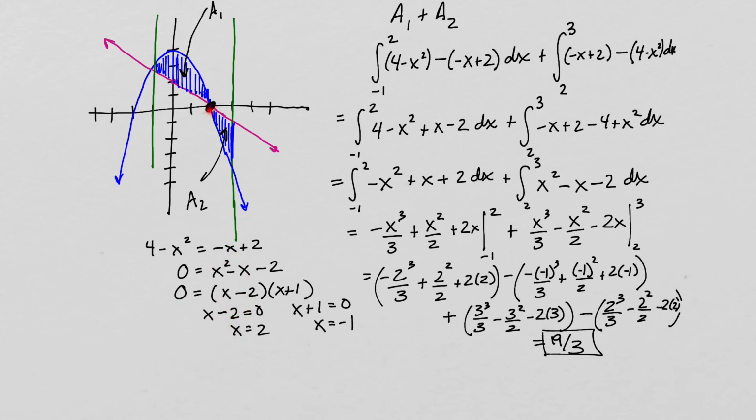I had to find this middle spot because this is where it flip-flops, right? To the left of this middle spot, the parabola is on top and the line is on bottom. But to the right of the middle spot, the line is on top and the parabola is on the bottom. Does that make sense? So I didn't need to set them equal to find the beginning and the end. I needed it to find that middle point.